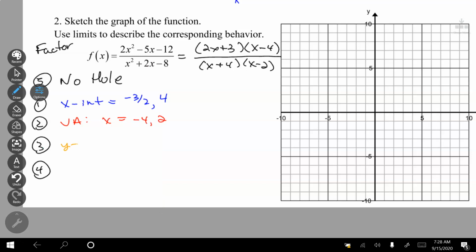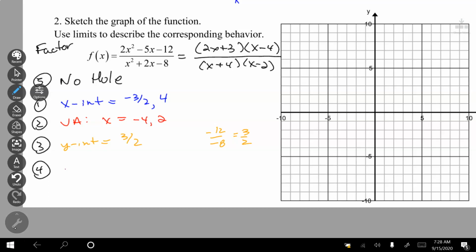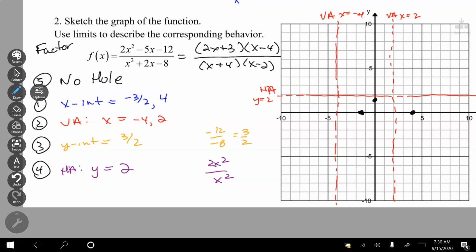My y-intercept, I plug in 0, and I can plug it into the original. If I plug into the original, I get negative 12 over negative 8, which is 3 over 2, or 1.5. And then my HA: y equals, leading term on top is 2x squared, on the bottom is x squared, I get y equals 2.